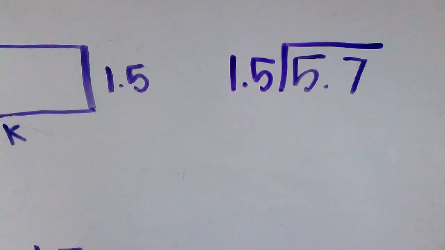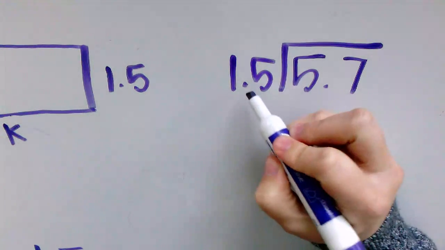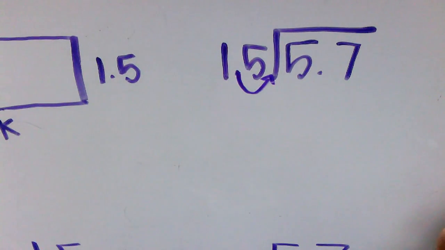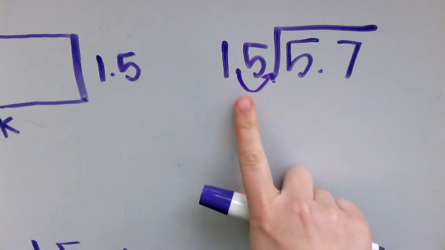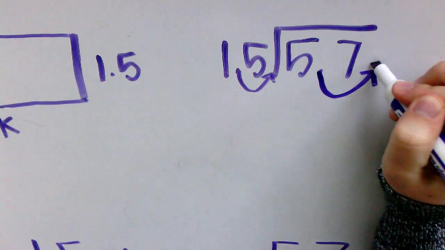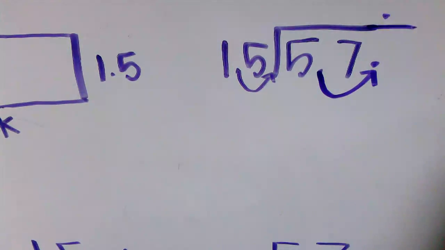So we are working on multiplying decimals and dividing decimals. When you're dividing a decimal where the divisor is a decimal, you need to move it out as many times as you need to create a whole number. However many times you move it out of the divisor, you need to move it out of the dividend, and then you bring it straight up.